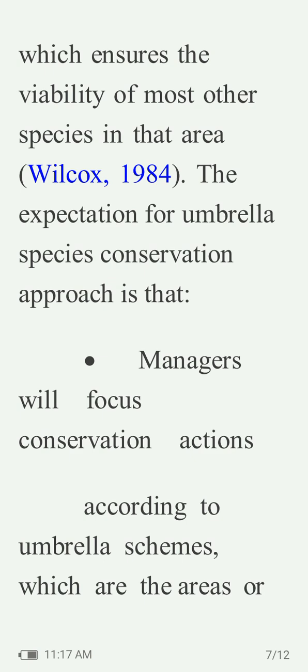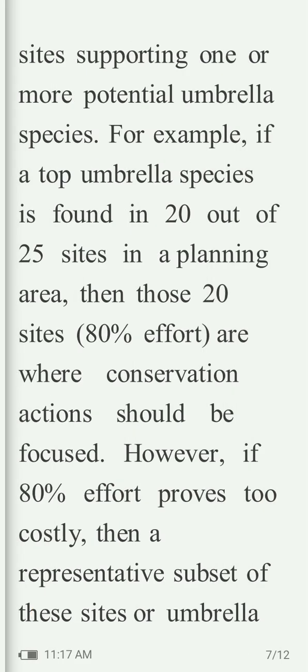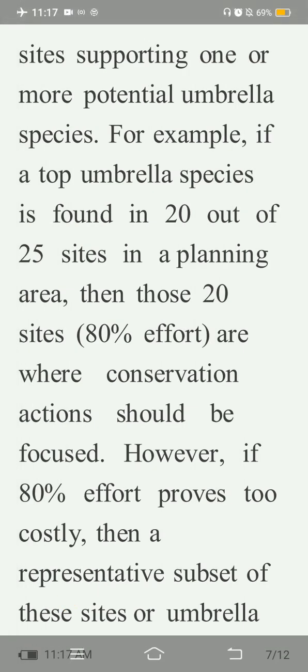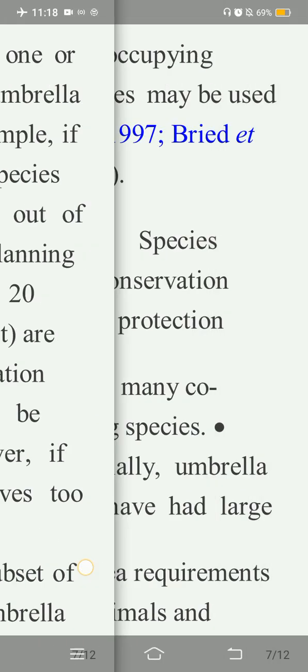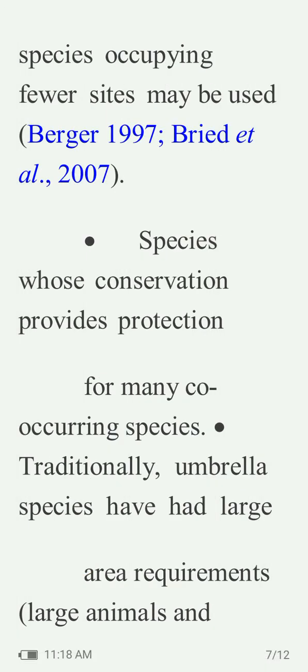The expectation for the umbrella species conservation approach is that managers will focus conservation actions according to umbrella schemes, which are the areas or sites supporting one or more potential umbrella species. For example, if a top umbrella species is found in 20 out of 25 sites in a planning area, then those 20 sites, 80% effort, are where conservation actions should be focused. However, if 80% effort proves too costly, then a representative subset of those sites or umbrella species occupying fewer sites may be used.